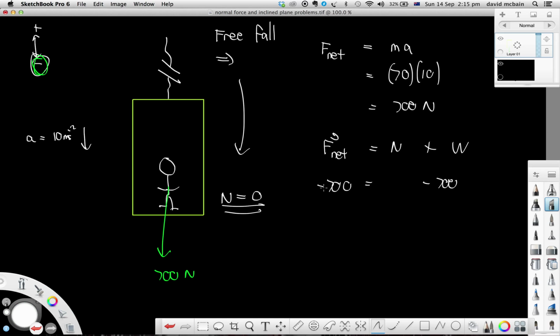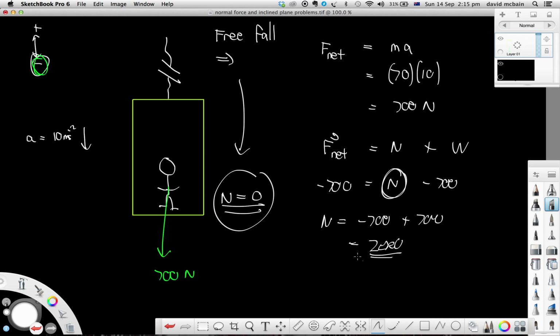Well, guess what? Negative 700 equals negative 700, and the only way that will occur is if the normal is zero. So, in other words, if I add 700 to both sides, the normal will equal negative 700 plus 700, which equals zero. So we've just confirmed that the normal force is zero. We suspected that was the case, now we've proven it.